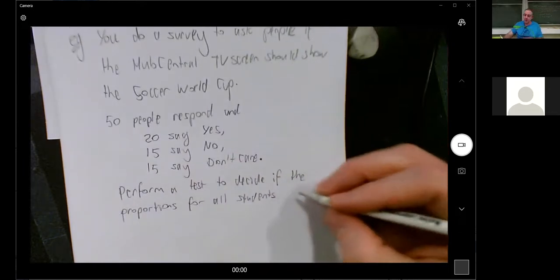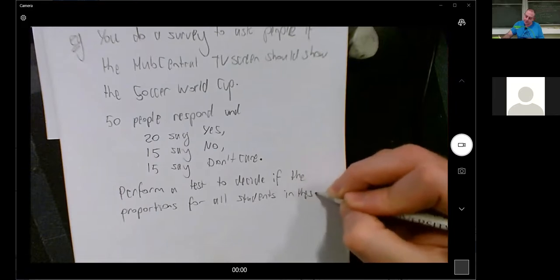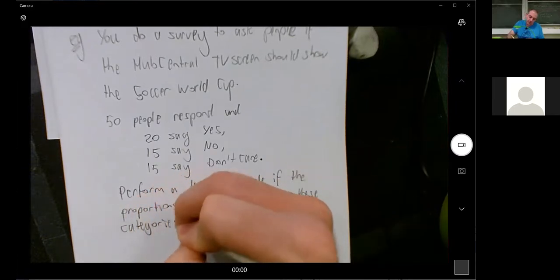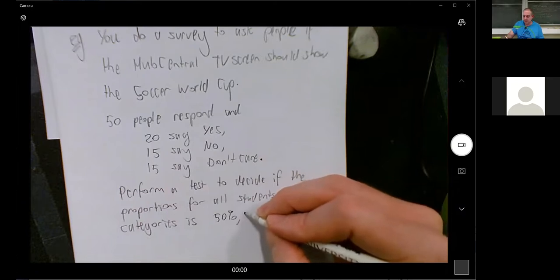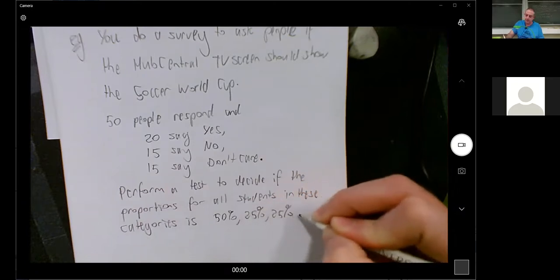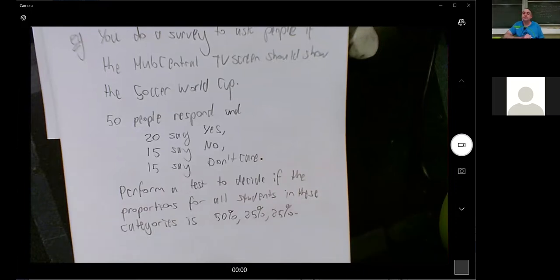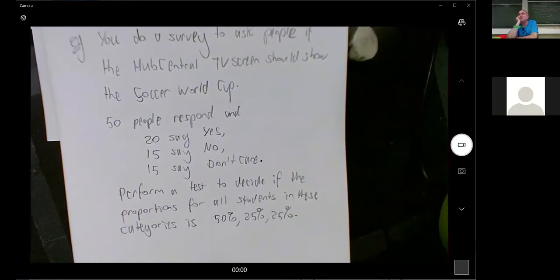Perform a test to decide if the proportions for all students in these categories are 50%, 25%, 25%. Like that. You could have picked any other percentages you wanted, but this is just a contrived question that I could ask. Imagine asking you in an exam. Normally, when you do this, you ask, are they all the same? And maybe I'll do another example like that in a minute. But I'm just going to run with this.